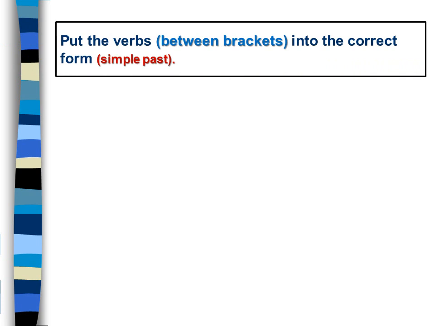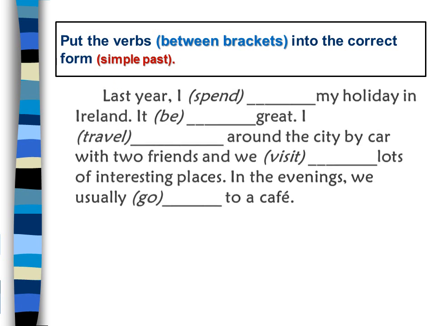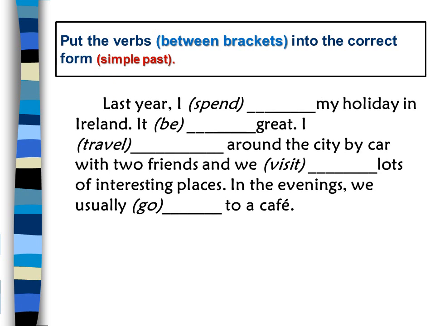Put the verbs between brackets into the correct form. So we're going to do an exercise together. This is a short story, all right? Passage. Last year, I spent my holiday in Ireland. It be great. I travel around the city by car with 2 friends and we visit lots of interesting places. In the evening, we usually go to a cafe. So I am going to put the verbs between brackets in the simple past. And of course, here I have regular and irregular verbs.